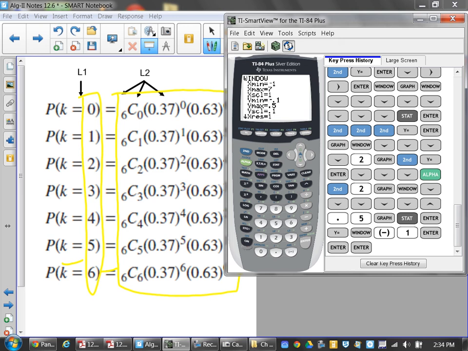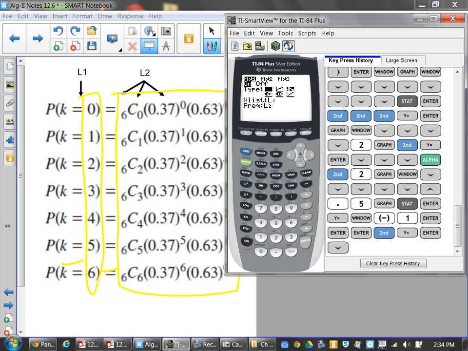So now we need to turn the stat plot on. So we hit second, y equals, and you want to turn the first stat plot on. So you click enter. Hopefully it's selected on, if not just move the cursor so it's on. Move down 1 and go all the way over to the right and hit enter on the bar chart. Okay?